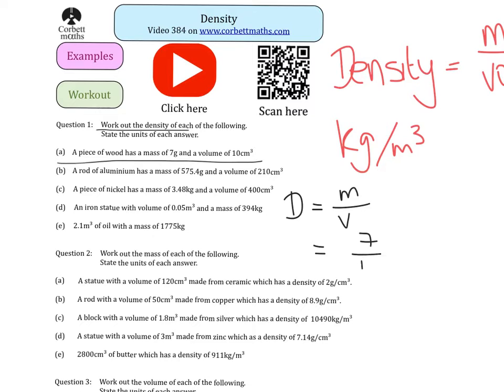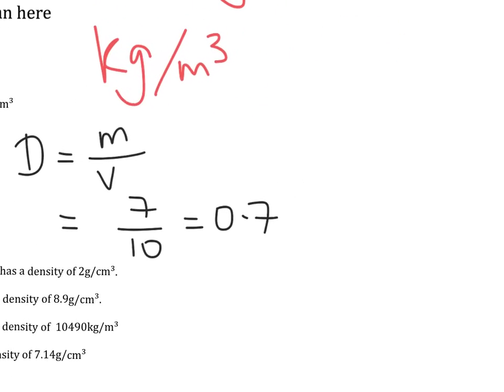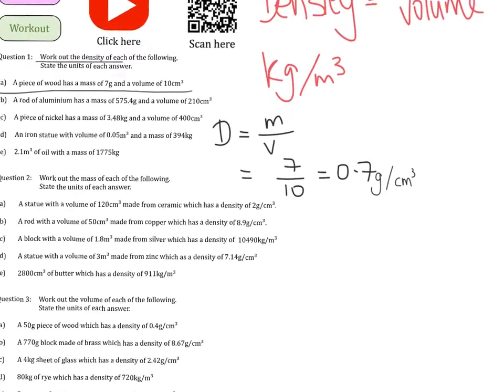So I'm going to say that that is 7 over 10, which is 0.7. And that will be grams per centimeters cubed. And the reason for that is because it's grams here and it's centimeters cubed there. So I'm going to put in grams per centimeters cubed. Okay, always be careful with the units.